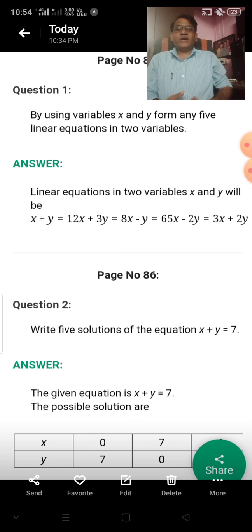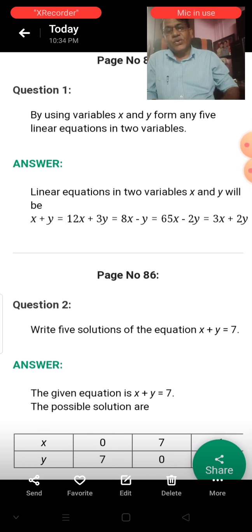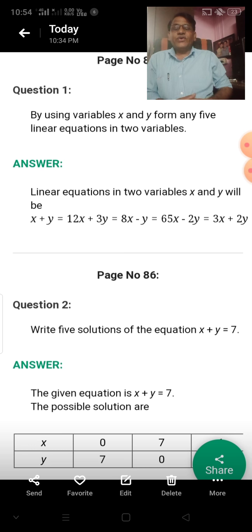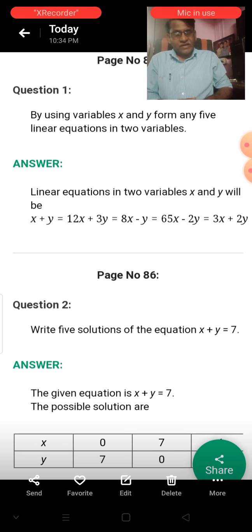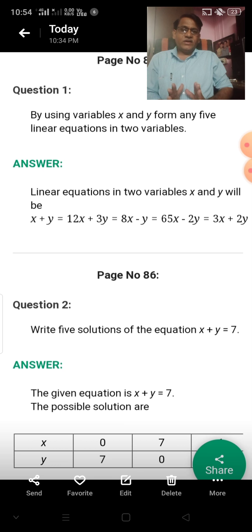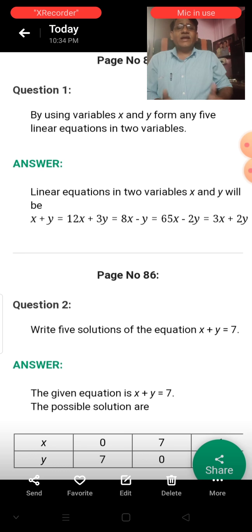Now come to the next question. Question number 2: write 5 solutions of the equation x plus y is equal to 7. So this is a linear equation in two variables. x plus y is equal to 7 means x has the power 1, y also has the power 1, and it is equal to 7. It means it is a linear equation in two variables. But here only one equation is given. I already told you, if you get only one equation, then you can't find out the actual values of x and y.